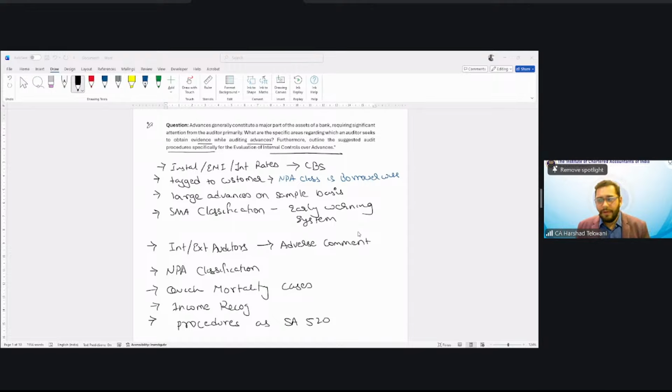For example, first, we will examine the area of credit appraisal. Who has done the credit appraisal? We will verify whether the advances are sanctioned as per the delegation of authority. I'm talking about controls: segregation of duties, delegation of authority, whether all the documents have been executed before the loan is disbursed, whether the compliance with respect to the relevant bank policies is done or not, whether the drawing power is calculated. So these are certain procedures that we will specifically look into for the evaluation of internal controls over advances.